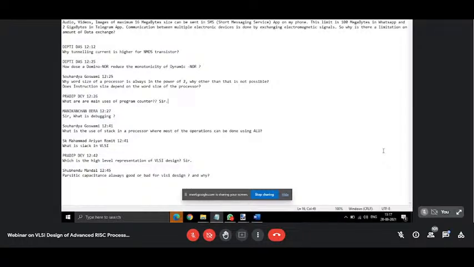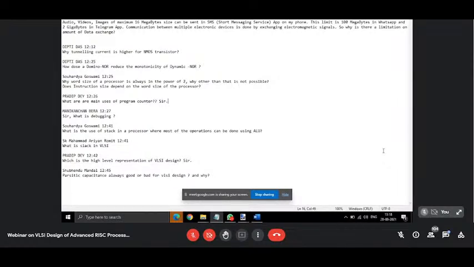One person shared the question. He has asked why the word size of a processor is always a power of 2 and why other sizes are not possible. Does instruction size depend on the word size of the processor? Look, first let's talk about the number of locations. The number of locations must be a power of 2, because the number of locations is given by the address lines.